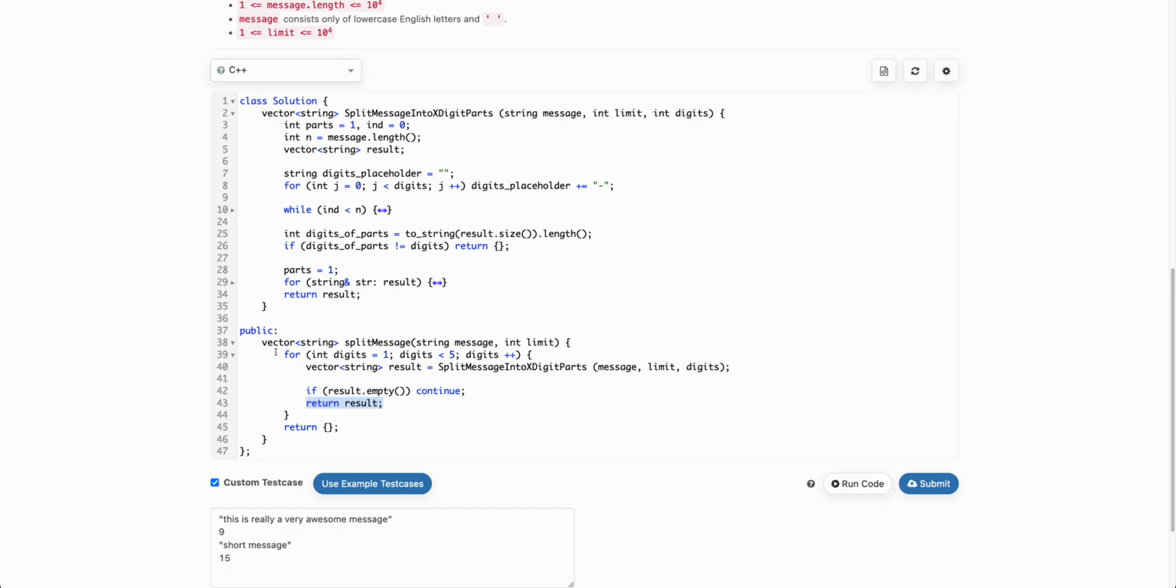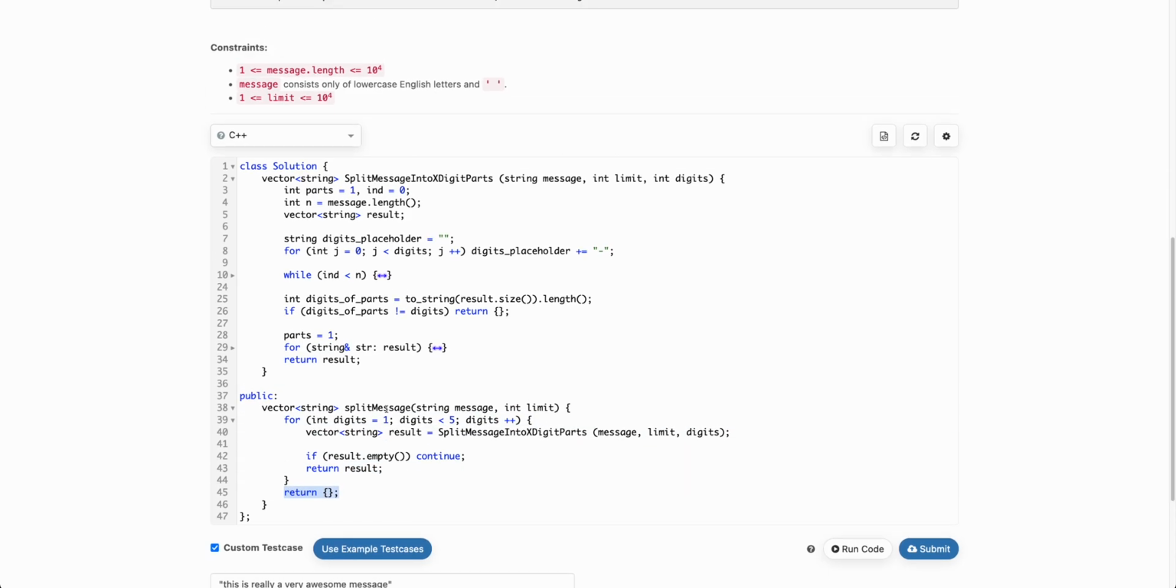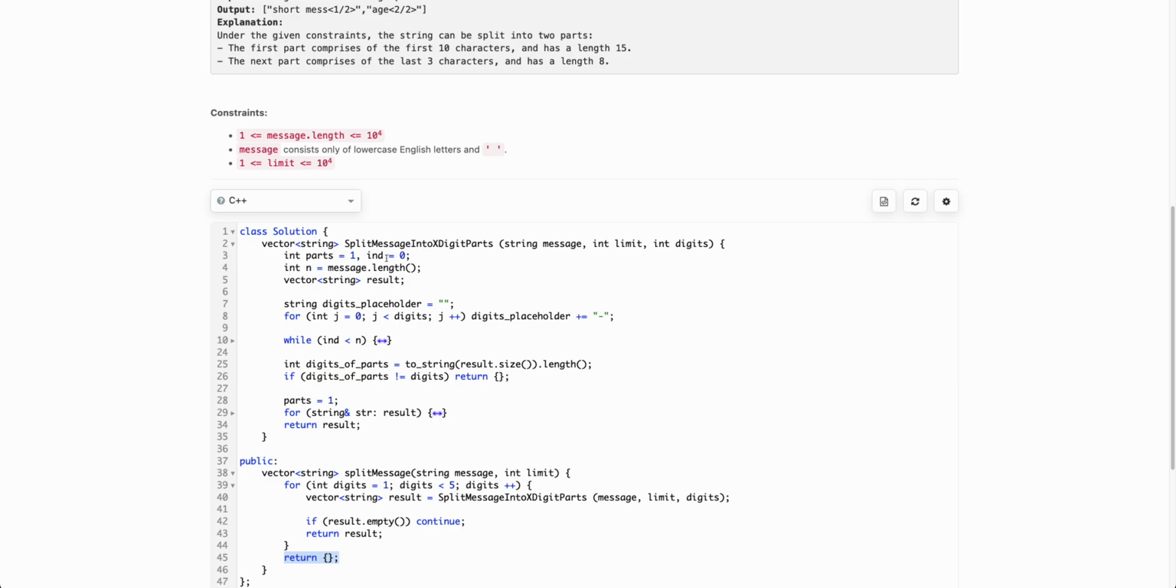And finally, if we have exhausted all the parts, we will return an empty string. Basically, we can't divide it at all. So how to split? Again, we will start with parts equal to 1 and we will book the number of digits of B. So the digits placeholder is something like this. We know that we have to put this many digits for B. What digit will come, we don't know yet, but we have to put this many digits. So we just replace everything here by dashes.